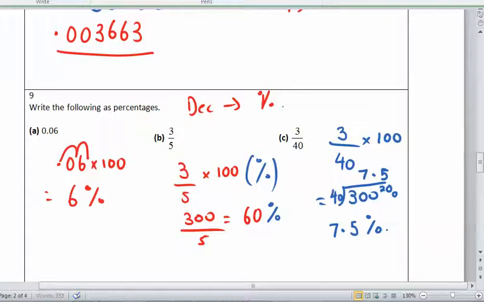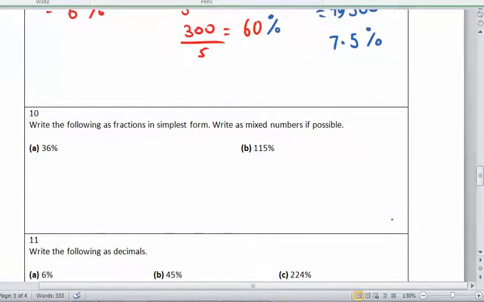So that's a bit trickier. It's not a full percentage. Okay, we're almost there. Write the following fractions in the simplest form. Well, 36% is the same as 36 over 100. Done. Are we done yet, though?